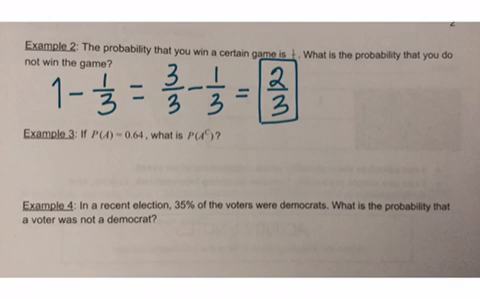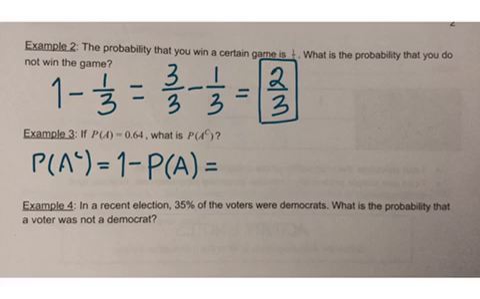Example 3 has the problem written in our probability notation. If the probability of A is 0.64, what's the probability of the complement of event A? So the probability of the complement of A is 1 minus the probability of event A, or 1 minus 0.64. And 1 minus 0.64 is 0.36.